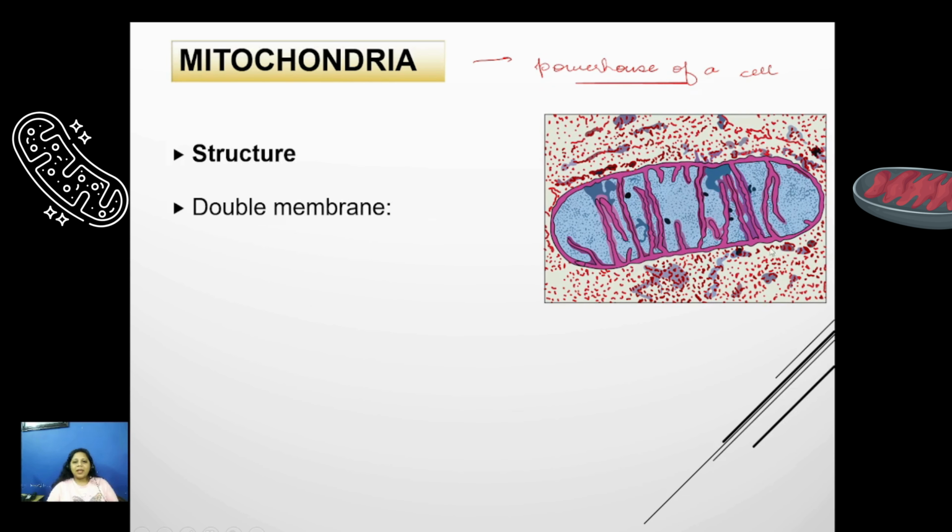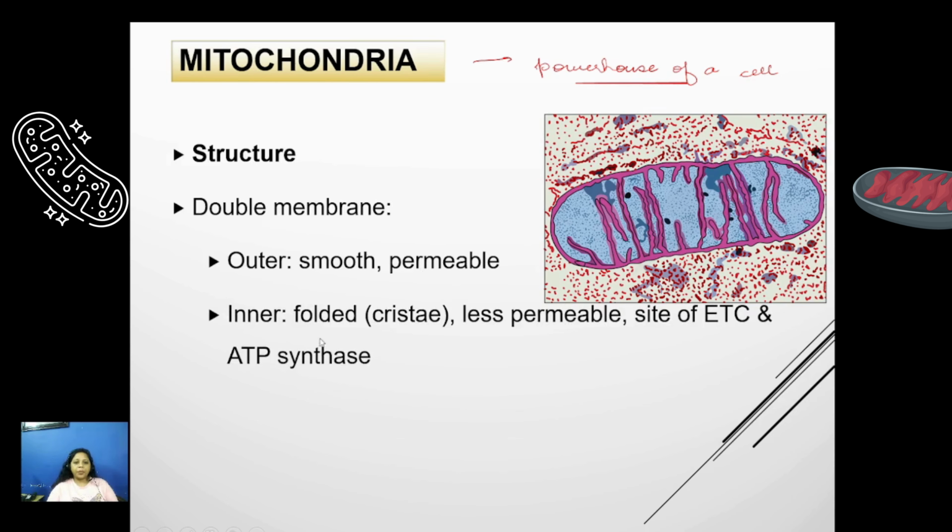The structure says it's a double membrane. The outer membrane is smooth and permeable, while the inner membrane is folded and known as cristae. It is less permeable. It is a site of electron transport chain and ATP synthase. Now this plays an important part. This enzyme plays an important part in producing ATP from NADH and FADH2. So this one is really important for you. This is called the powerhouse just because it has ATP synthase, it can make ATP.